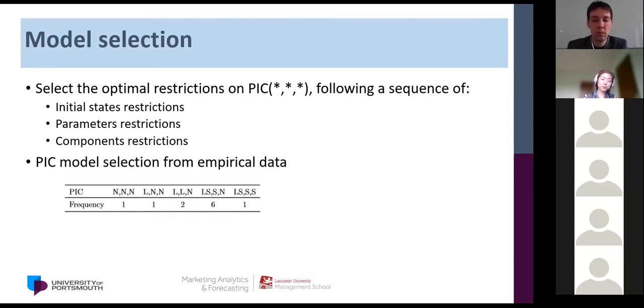One group selected LSSS, so having that common seasonal component as well. And then for the four groups with non-seasonal data, two of them selected LLN, again highlighting the benefit of having common smoothing parameter for level and common initial values. One selected LNN and one selected NNN.